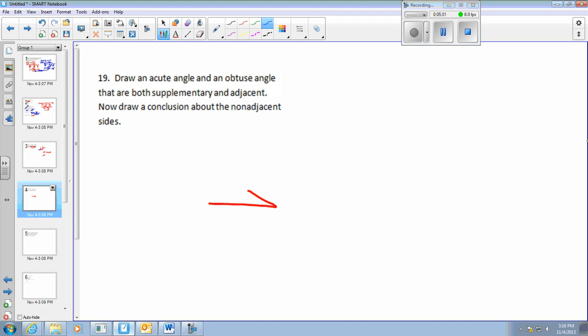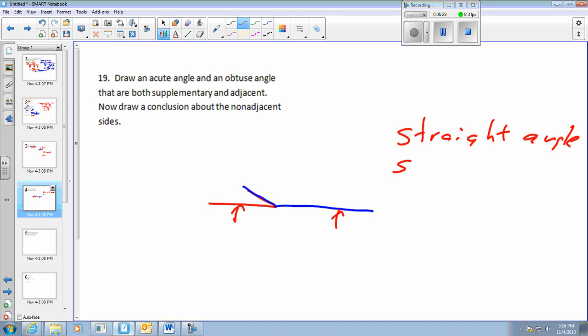For number 19, draw an acute angle and an obtuse angle, and that they are supplementary and adjacent. Well, if they're adjacent, they would share that side. And I'm going to draw a conclusion about this side here and this side here. Well, we could make two conclusions, that they make a straight angle or a straight line.